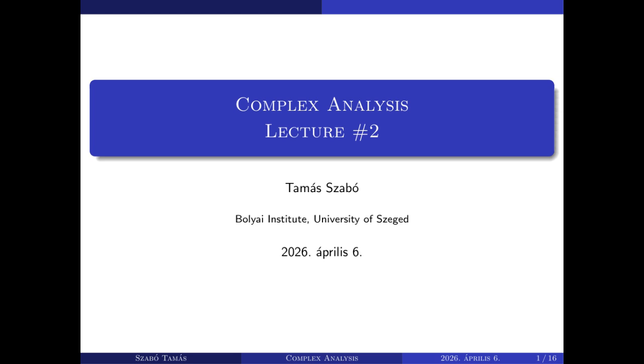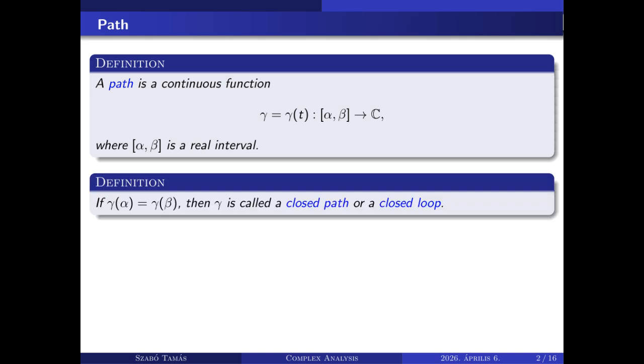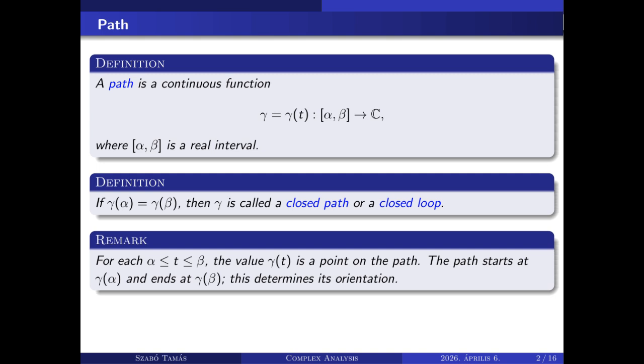Lecture 2, Complex Analysis. Path. A path is a continuous function gamma equals gamma of t from a real interval from alpha to beta into the complex plane. If gamma of alpha equals gamma of beta, then gamma is called a closed path or a closed loop. So for each parameter t between alpha and beta, the value gamma of t is a point on the path. The path starts at gamma of alpha and ends at gamma of beta.